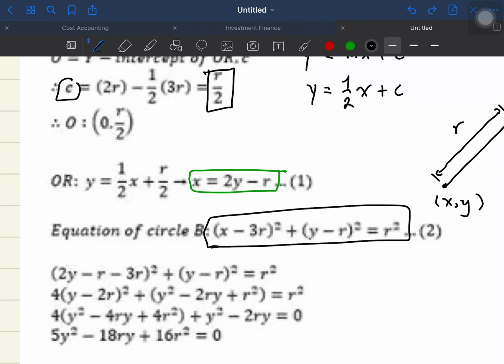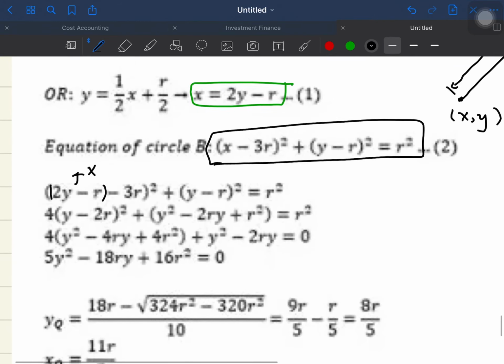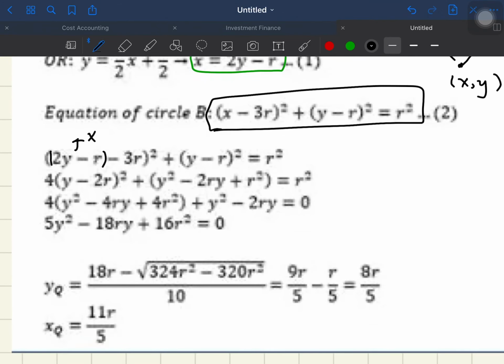Well, you will get 2y minus r. Okay, instead of x, you plug in, you get a y, 2y minus r, and then minus 3r, and you just close them with a square, and then the rest do not change. And then you will have a final equation, okay, in terms of y and r.